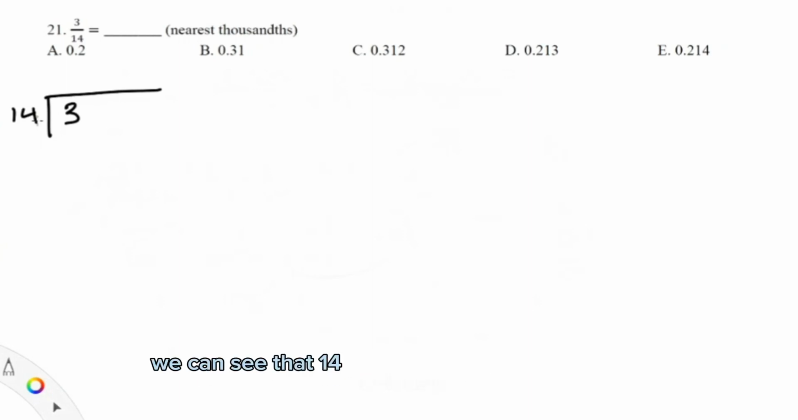3 over 14 equals what, rounded to the nearest thousandth? So this is just pretty simple division. It's just 3 divided by 14. Alright, let's do it. So right here, we can see that 14 obviously doesn't go into 3. So we're going to have to write a 0.